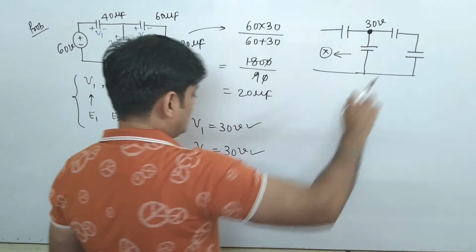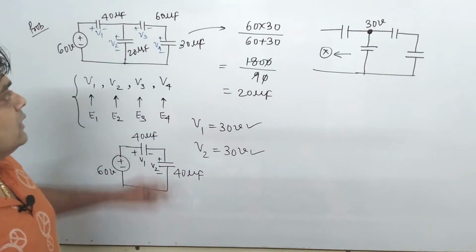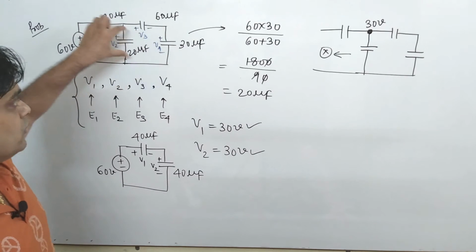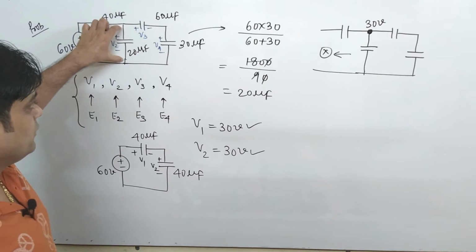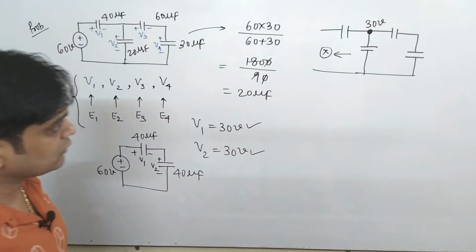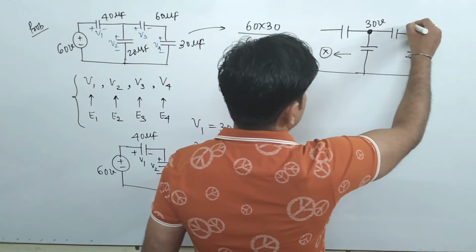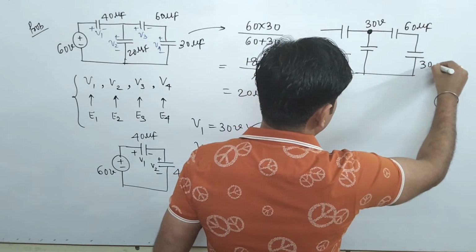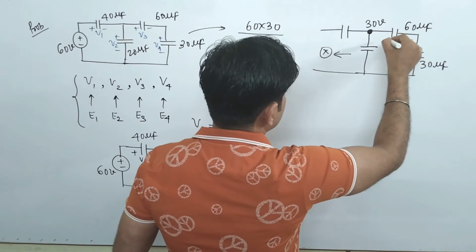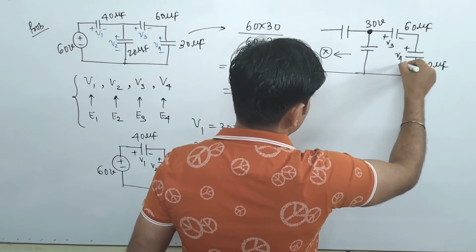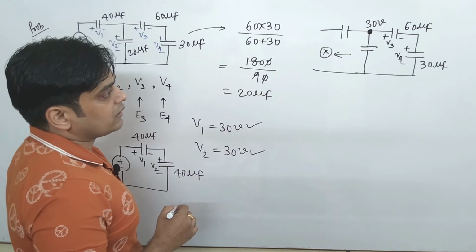Once again I have put it in its natural form, so you can say that the value here is 30 volt across this capacitor and this 30 volt will be applicable across these capacitors also, and these two capacitors are in series. So this is 60 microfarad and this is 30 microfarad. Here the value is V3 and here the value is V4.